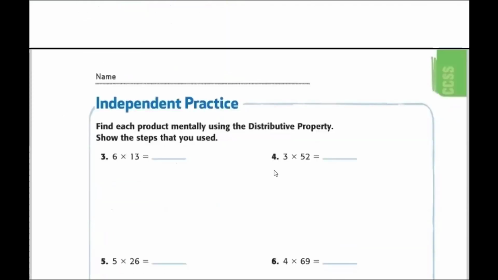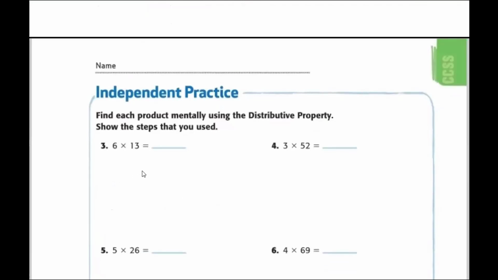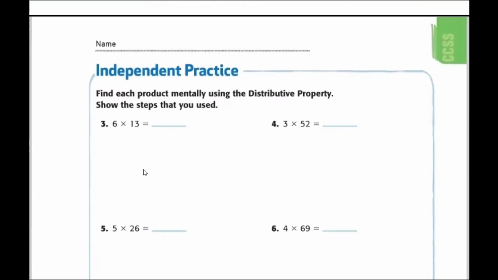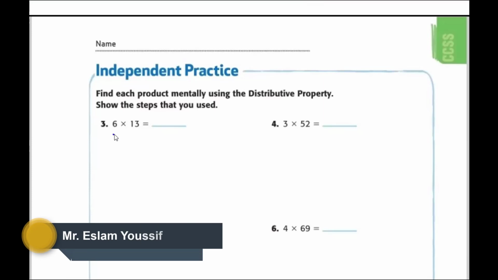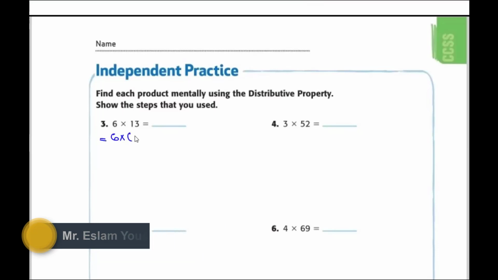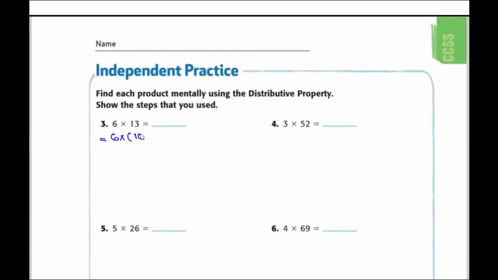Who can solve this question with me? Question number 3. Who will solve question number 3? Only Malik, Abdurrahman, Walid. We need Walid. Yes, mister. What is the answer for this one? We put 6 down, times, and then we put 10 plus 3, not 10 multiplied by 3. Then we do 6 multiplied by 10 plus 6 multiplied by 3.